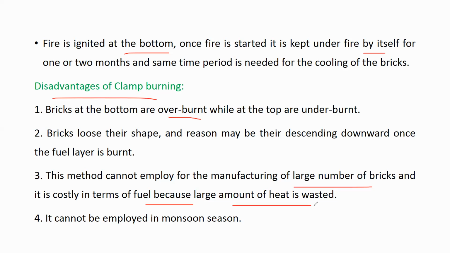Okay, you see here it is above the ground. So this method is used for above the ground. After burning, a large amount of heat will get wasted because the surrounding area will also get heated up, and most of the energy or the heat will get absorbed by the surrounding. So hence here it becomes costly in terms of fuel. It cannot be employed in monsoon season. So this method of burning we cannot use in the rainy season. Understood? So this is about clamp burning.